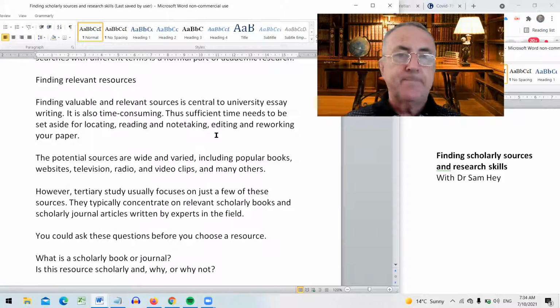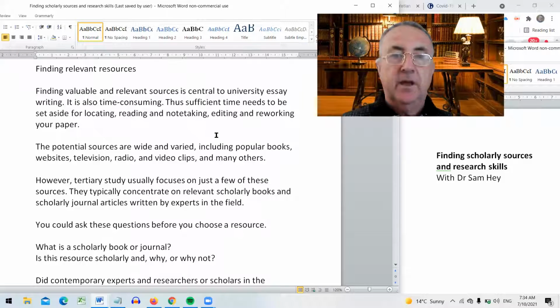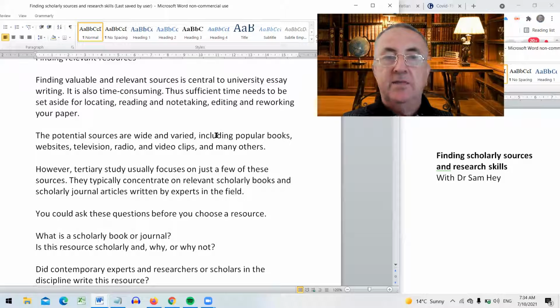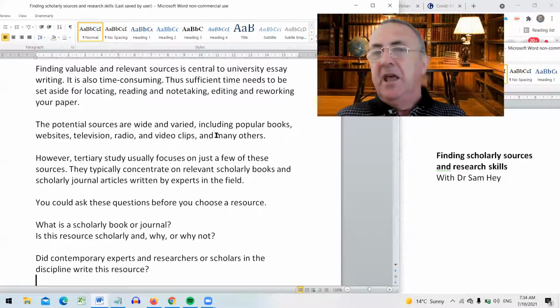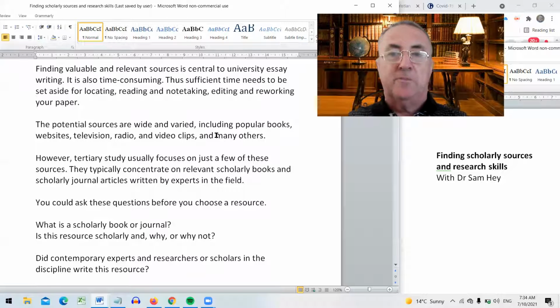That's to be expected. In terms of finding relevant and valuable resources, this is central to the essay writing task, and it's going to be time consuming. Thus, sufficient time needs to be set aside for locating, reading, note-taking, editing, and reworking of the information that you gather from these resources. The potential sources, of course, are wide and varied. There's popular books, there's websites, there's television programs, radio, video clips, and many, many sources that you could potentially draw upon. There's sermons, there's talks that have been given.